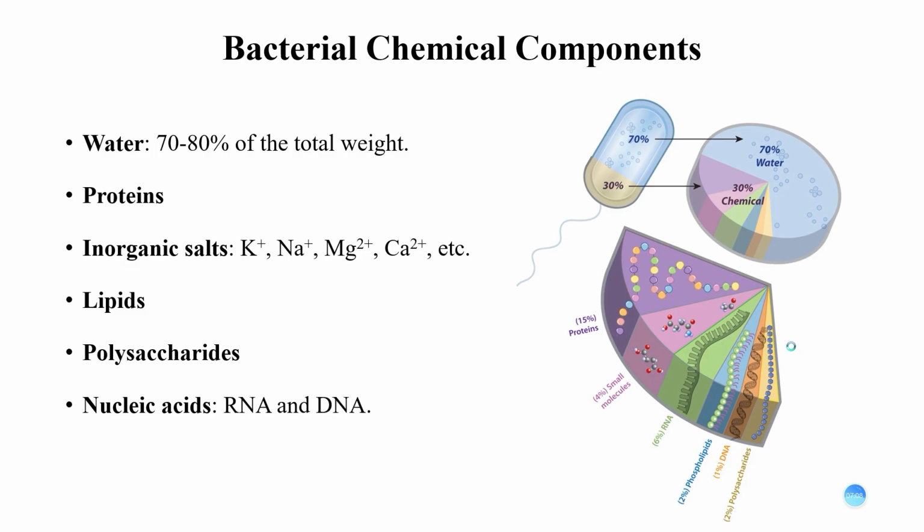We also have some inorganic salts like potassium, sodium, magnesium, calcium, all these inorganic salts. They are important because they can help to maintain the intracellular osmotic pressure, and also some inorganic salts are important for enzyme activity. So the enzyme needs to have the ion in the active site so that it can catalyze the reaction. So these are important chemical components in the bacterial cell.